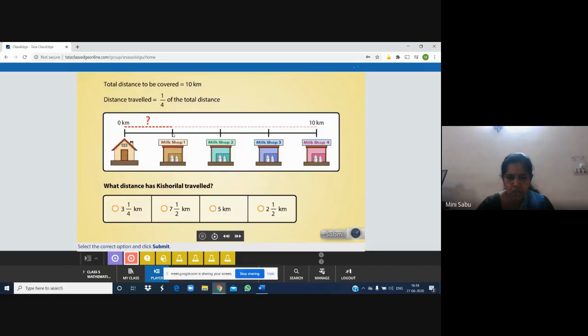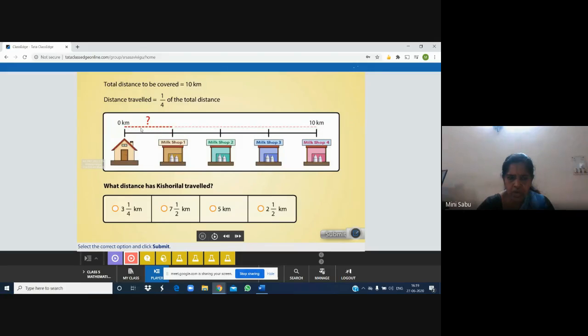That means 2.5 kilometer. This point is 0 kilometer. This is 2.5 kilometer. This is 5 kilometer. This is 7.5 kilometer. And this is 10 kilometer. So our Kishorilal has traveled from his home, 0 kilometer, to the first milk shop from here only.